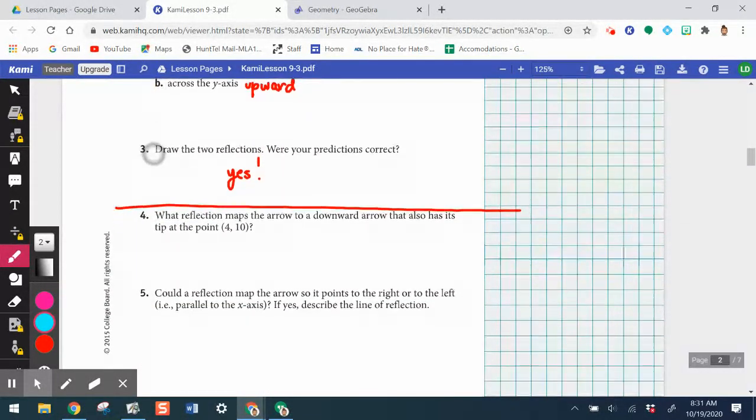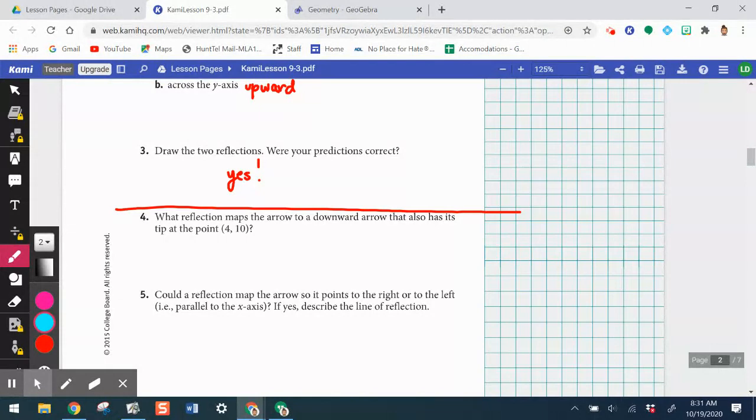Now let's take a look at item 4. Go and draw a line under item 4. Take a second to think through that one. This one's pretty intriguing here. And I would also like for you to figure out the line of reflection, the equation of the line of reflection. So take this one a little bit further. It says what reflection maps the arrow to a downward arrow so that also has the tip still at point 4, 10.